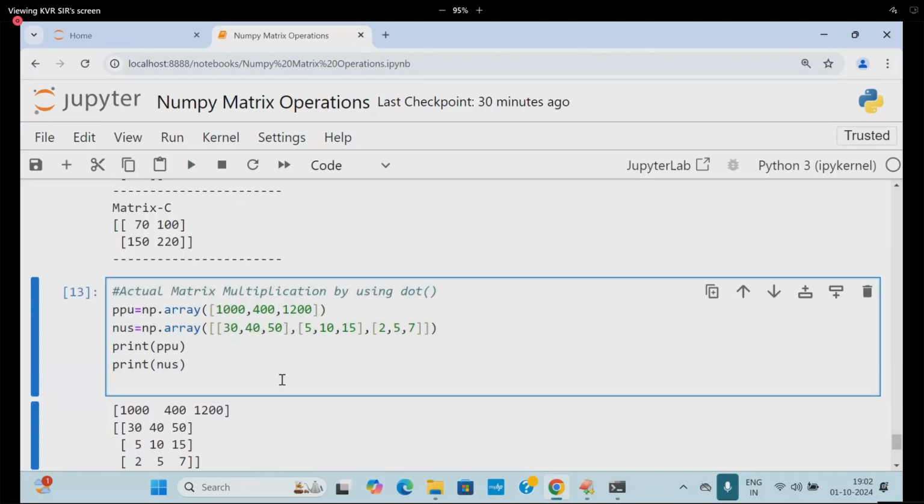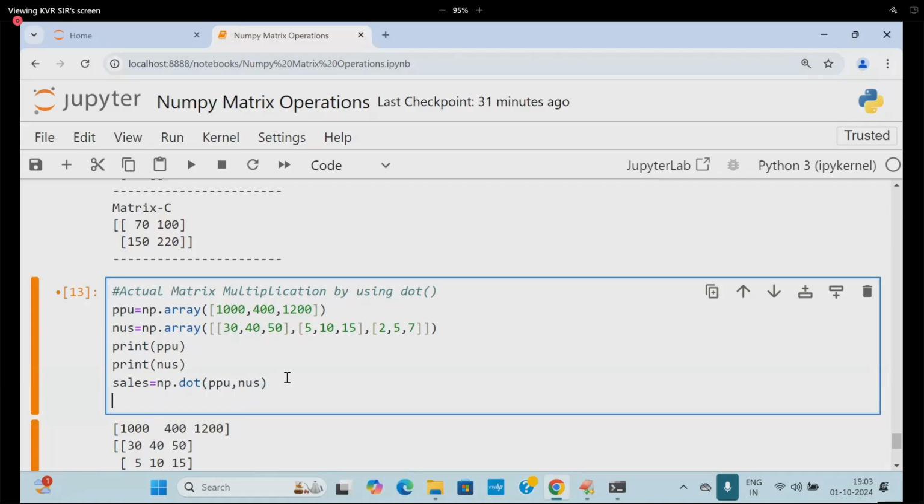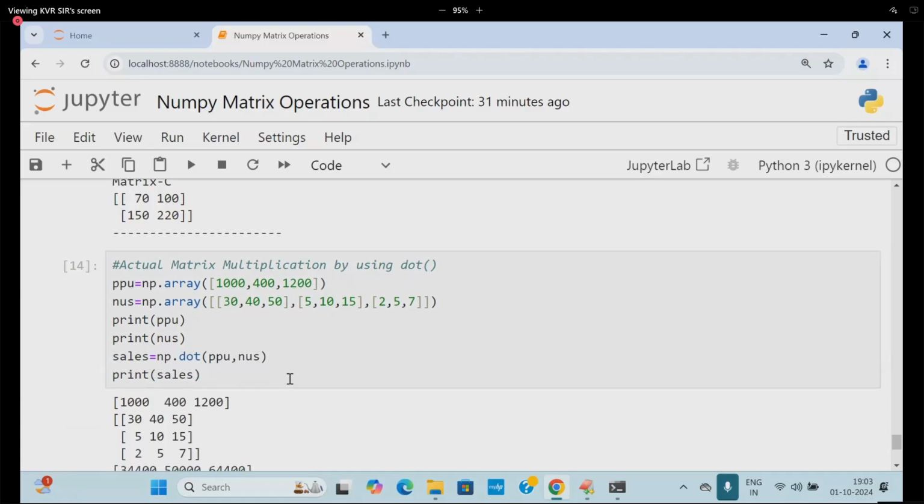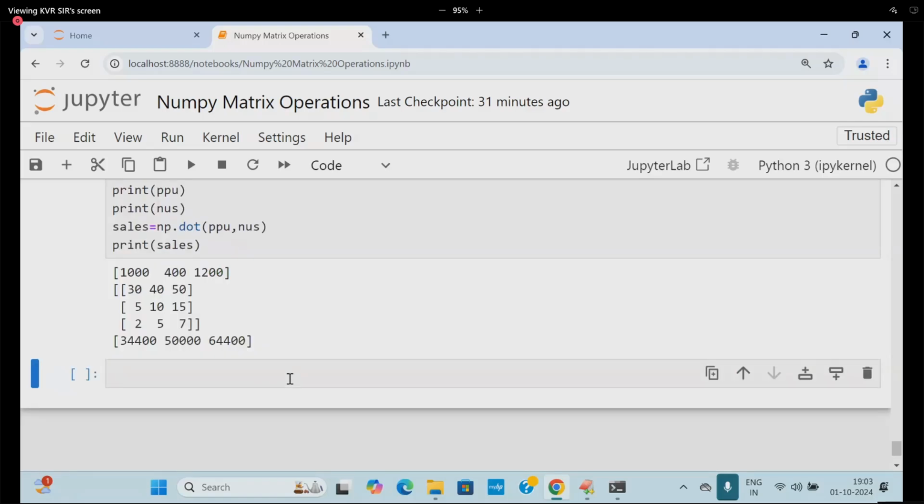What is the answer we are expecting now? Sales is equal to np.dot of PPU, comma, NUS. Print of sales. Am I getting the answer or not? So this is the answer I got.